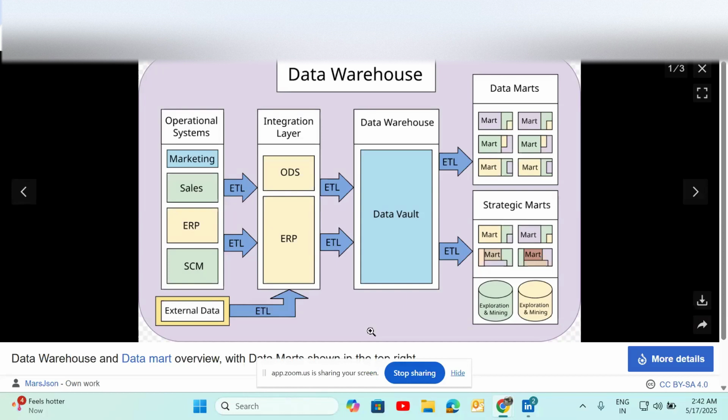I'll explain here. Marketing, sales, ERP, SCM: all different source systems. For example, the marketing team is using an Oracle database, sales is using MySQL Server, ERP is using the SAP ERP system, SCM is another database, and external data is Excel. But how are these integrated into the ERP system? That is the first challenge in any legacy system.